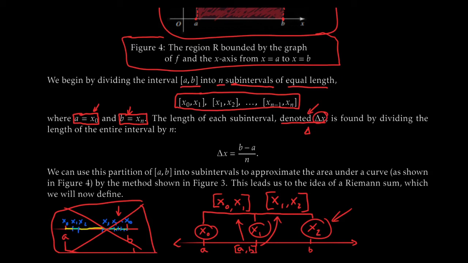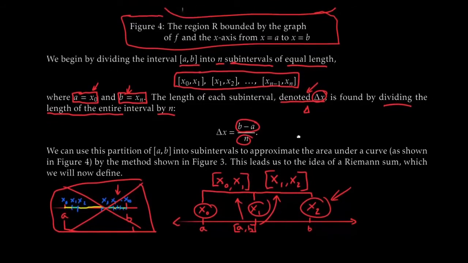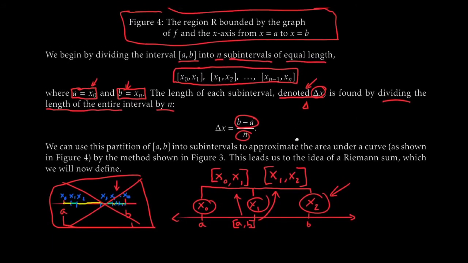We can find this by dividing the length of the entire interval by n. So we take how long the whole interval is, and we split it into n chunks. That gives us n equally long pieces. So we can use this to partition the interval from a to b into subintervals to approximate the area under the curve. So this is what we were looking at before.